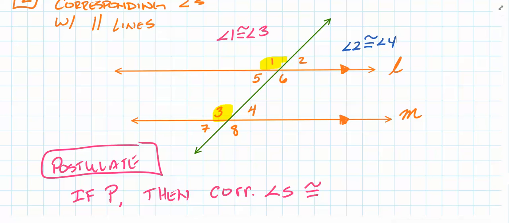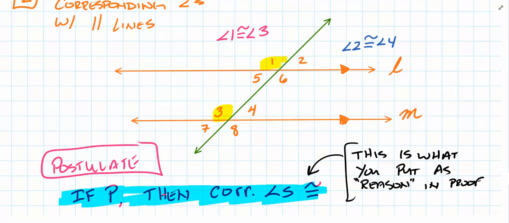So do you see that? This is what you put in the reason in the proof. So when you are dealing with a proof of this, which we're going to do, let's say for example, angle 1 is congruent to angle 3. And the reason we can say that would be right there in the blue: if 2 lines are parallel, then corresponding angles are congruent. Making sense? That would be the reason.